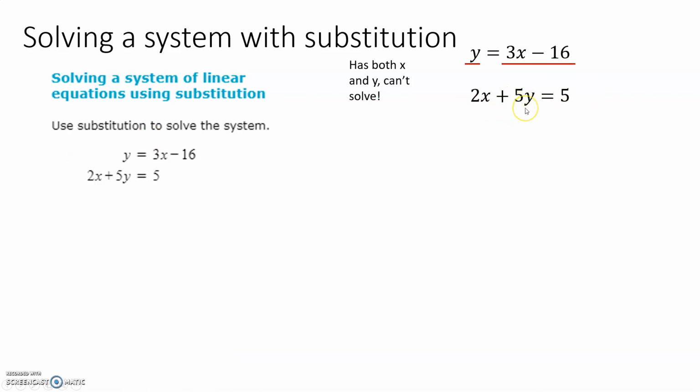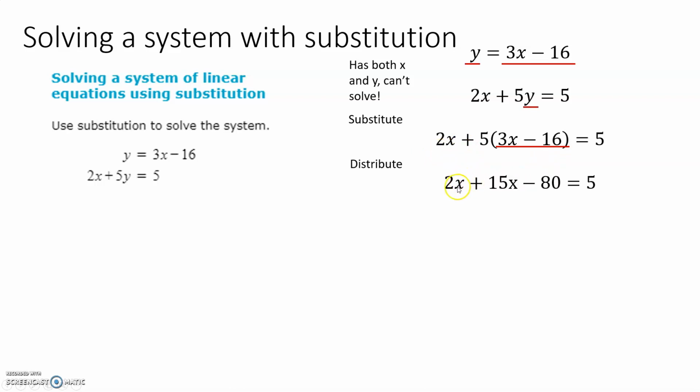So instead of y, we'll just rewrite this by substituting. We'll rewrite this so that y is in there. Remember, y is 3x minus 16. So what you'll notice now is that we have no y's left in the equation. And we're just going to simply distribute and solve for x. So at this point, it's just a regular equation to solve after we've done the substitution.